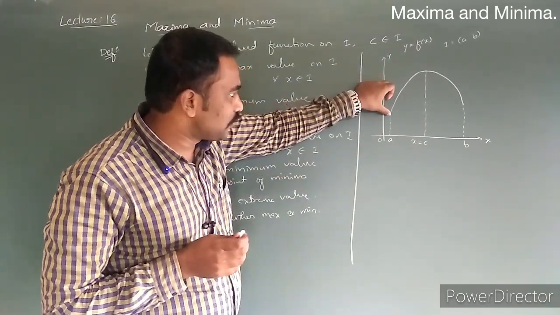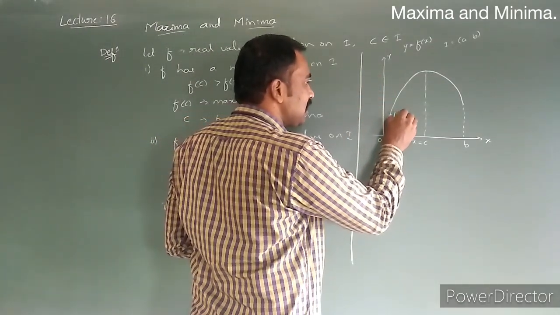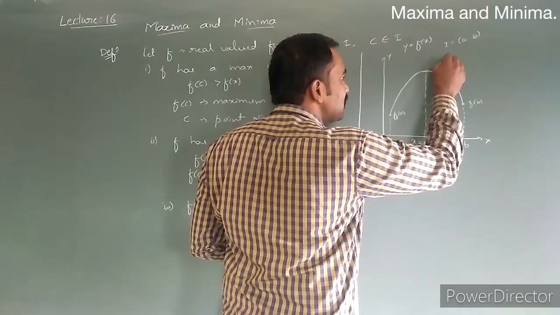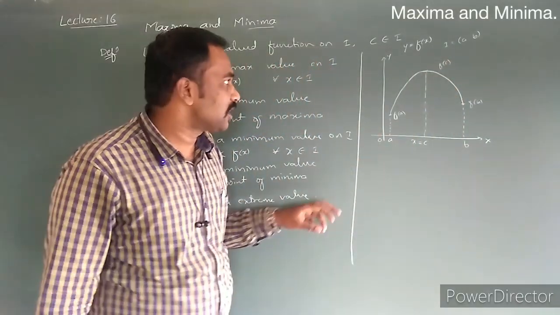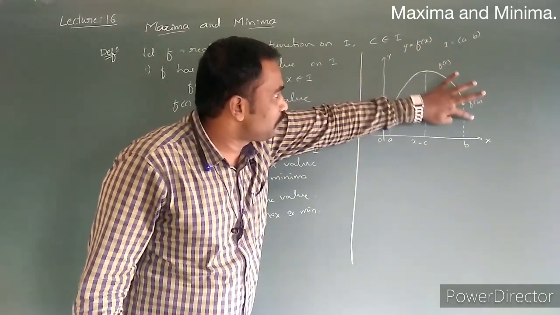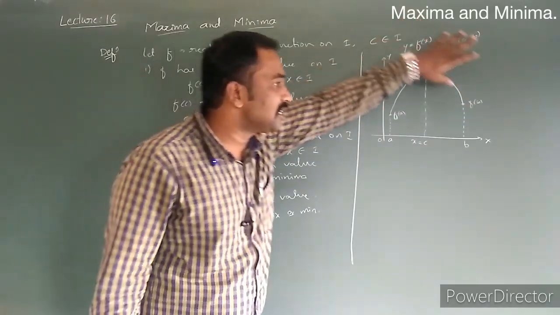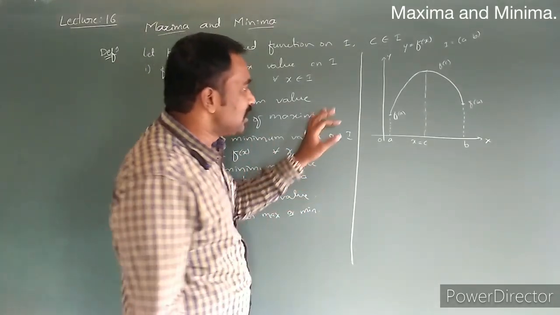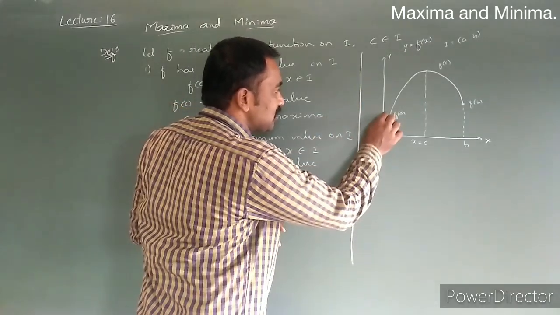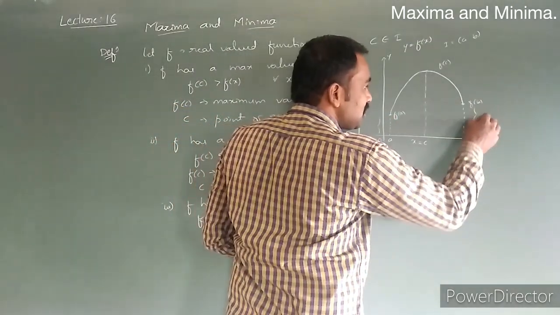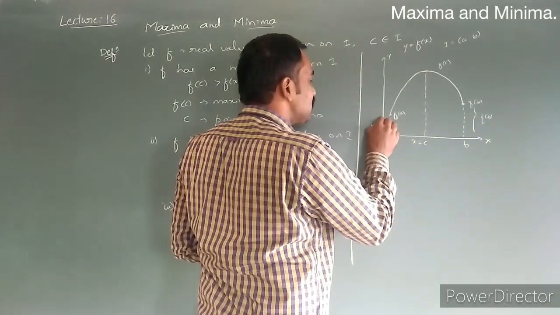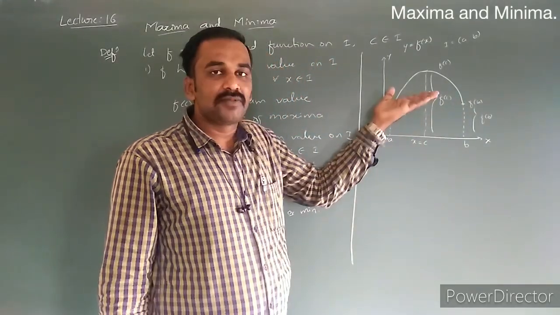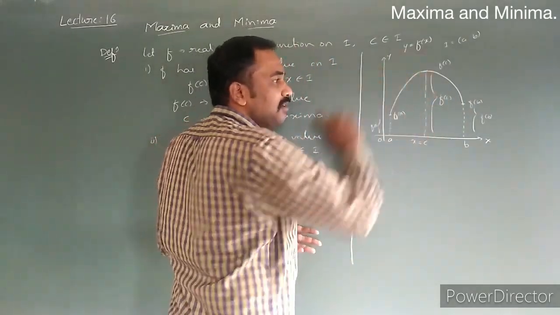Now observe this value y at this point. We can say this is f of A, this is f of B, and this value is f of C. Just observe the f of A value, f of B value, and f of C value. Out of these three values, which one is the maximum value? This much is f of A, this is f of B, and this is f of C. Which one is maximum? f of C is the maximum.